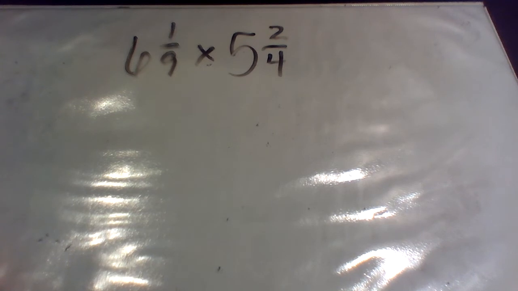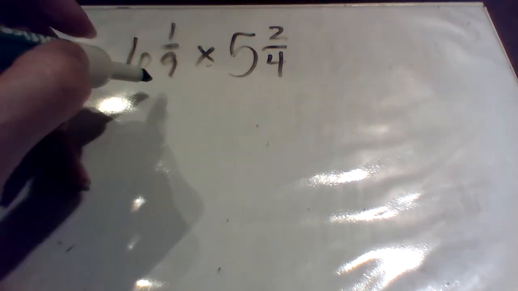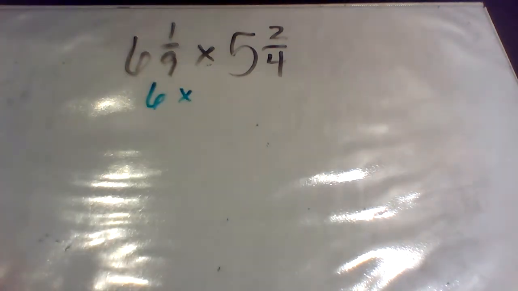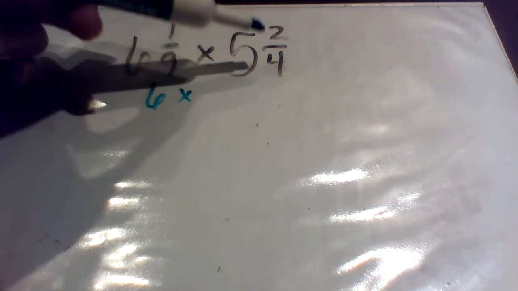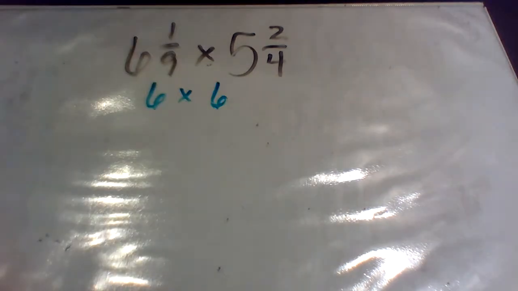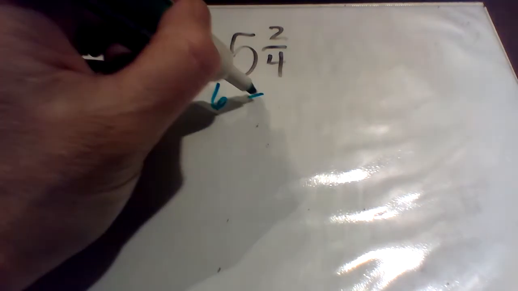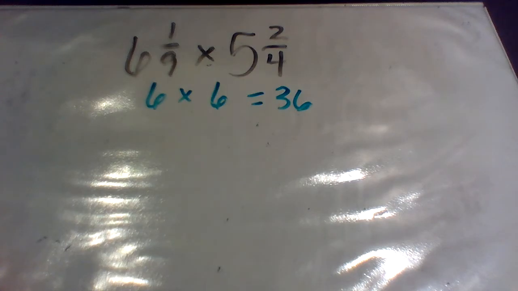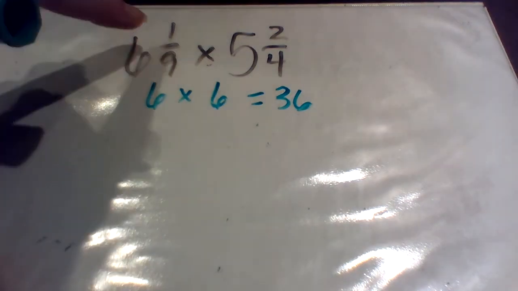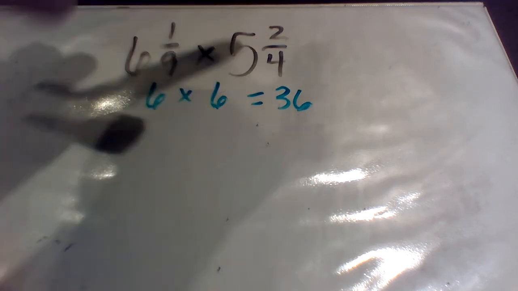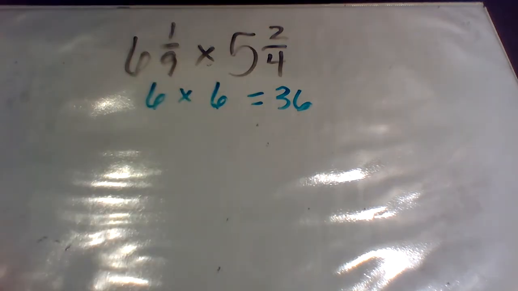Okay, so I have my mixed number multiplication. My estimate for this, 6 1/9 is going to be closer to 6, right? And then 5 2/4 is like 5 1/2. So I'm going to actually round this up to 6. So then I'm going to do 6 times 6. So I should get 36. So now remember, I rounded down and I rounded up. So my answer should be somewhere in that ballpark. But let's do the actual work.